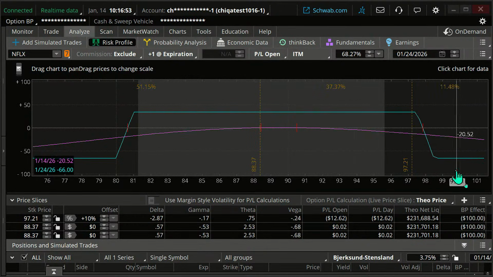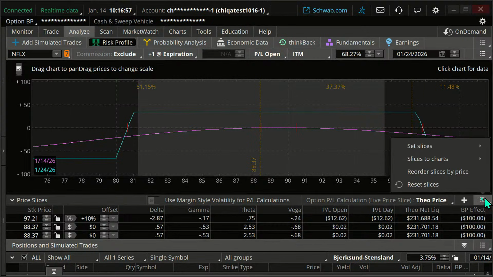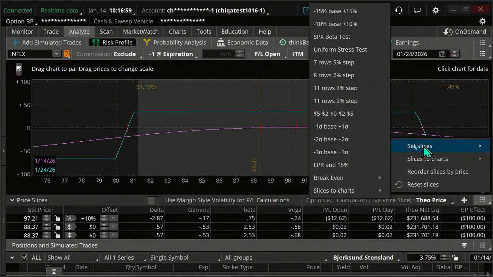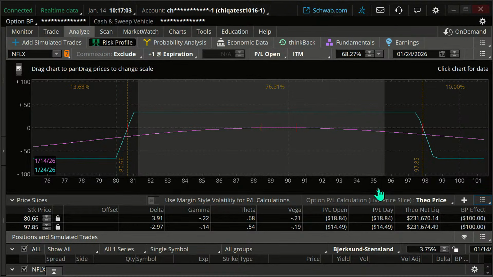And I'm going to set my slices on this. I'm going to click on this little 3-line menu, set slices to our break-even points. Okay. There we go. And now what we can do is we can look at this trade. We can see it graphed out.